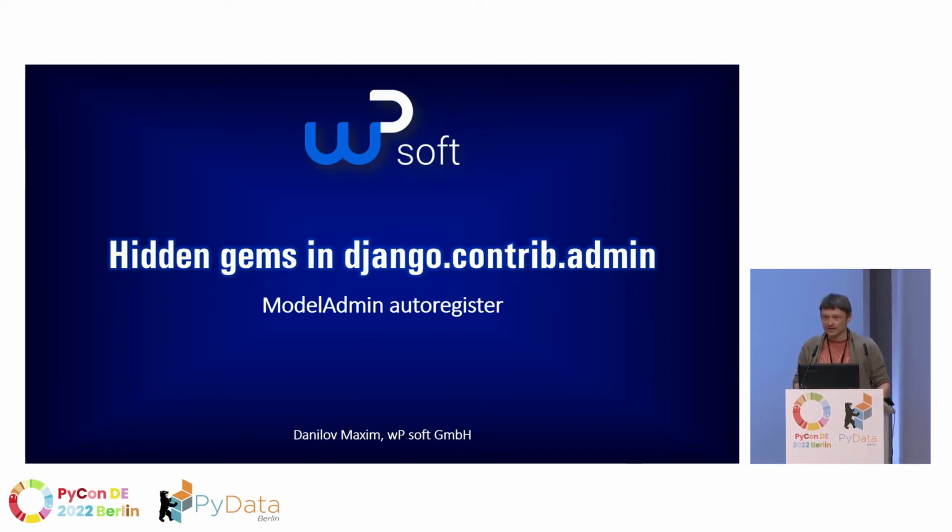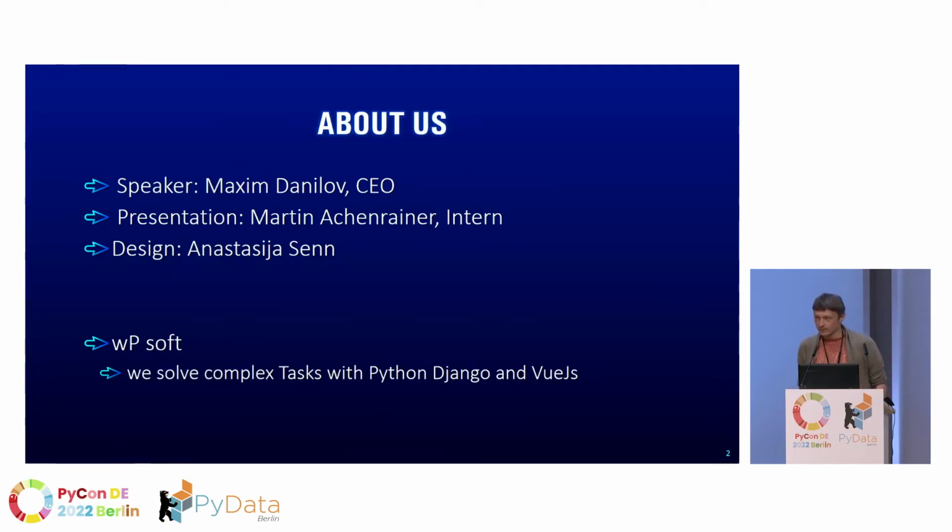And I think we should talk more widely about how we can automate the boring stuff. For example, how we can check our emails or how we can automate our work with Django. But a little bit about me. My name is Maxim Danilov. I'm the owner of WebSoft, and we solve complex tasks with Python, Django, and Vue.js.